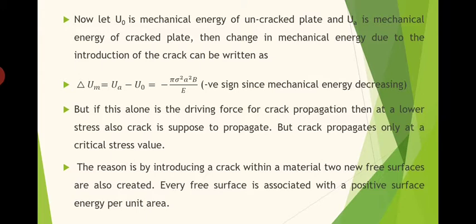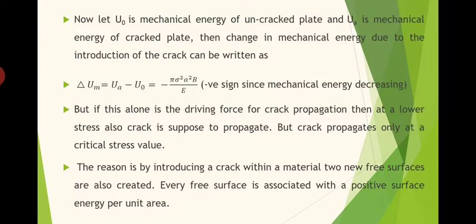So then the change in mechanical energy due to the introduction of the crack can be written as delta U_M, the change in energy, M stands for mechanical, equal to UA minus U0. This change in mechanical energy actually contributed to the fracture because of the introduction of the crack. Even if there was no crack, then definitely it wouldn't break, but because of the introduction of the crack only, this happened. So by introduction of the crack, some mechanical energy has reduced. That change in mechanical energy has actually contributed to the breakdown.